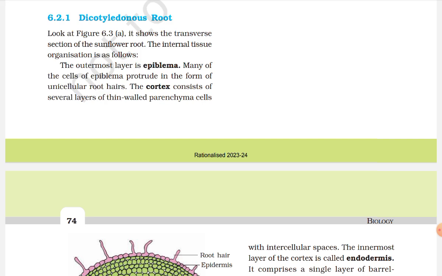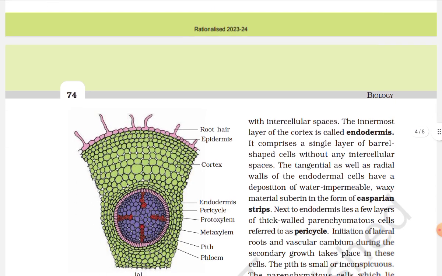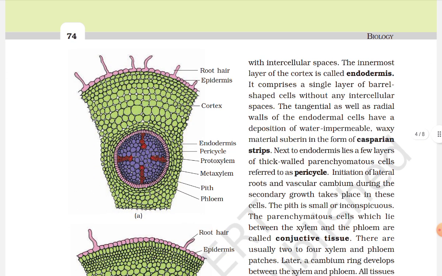The internal tissue organization is as follows. The outermost layer is the epiblema. Many of the cells of epiblema protrude in the form of unicellular root hairs. The cortex consists of several layers of thin-walled parenchyma cells with intercellular spaces. The innermost layer of the cortex is called endodermis. It comprises a single layer of barrel-shaped cells without any intercellular spaces.